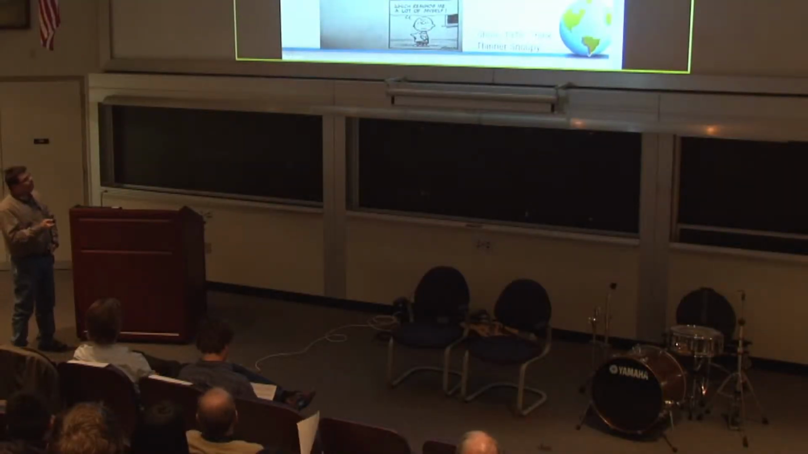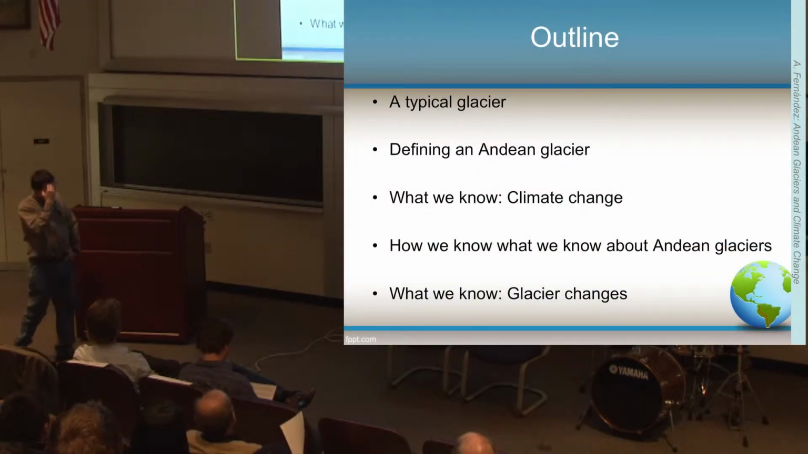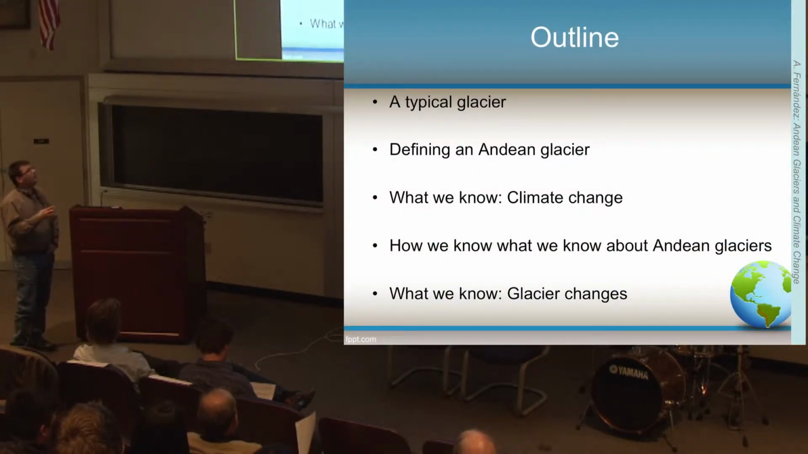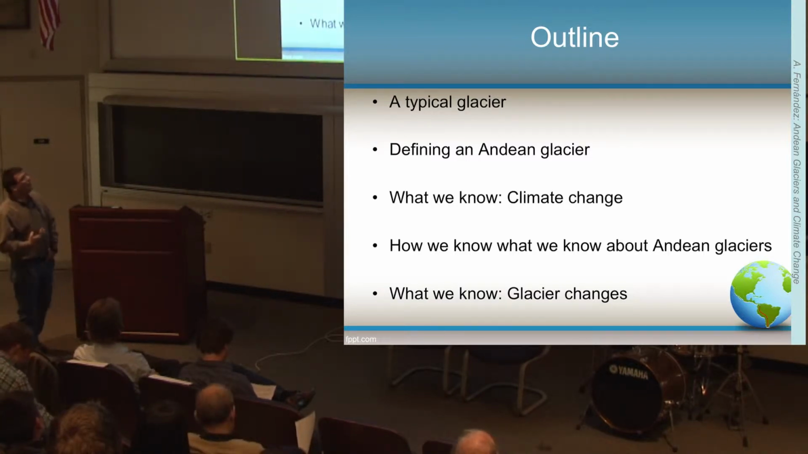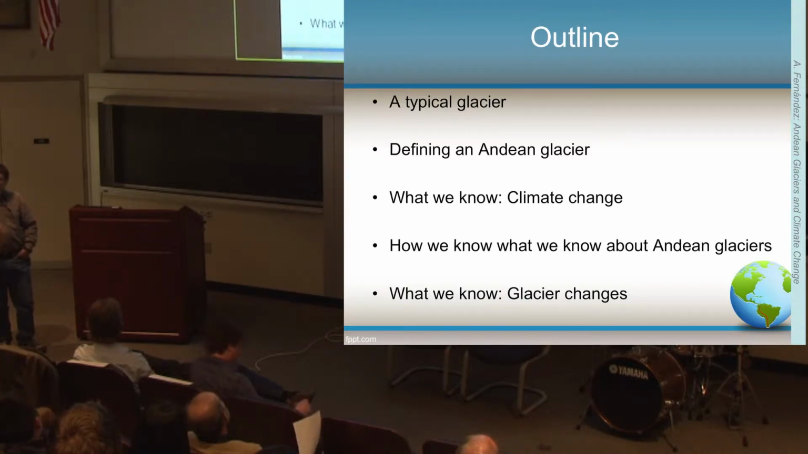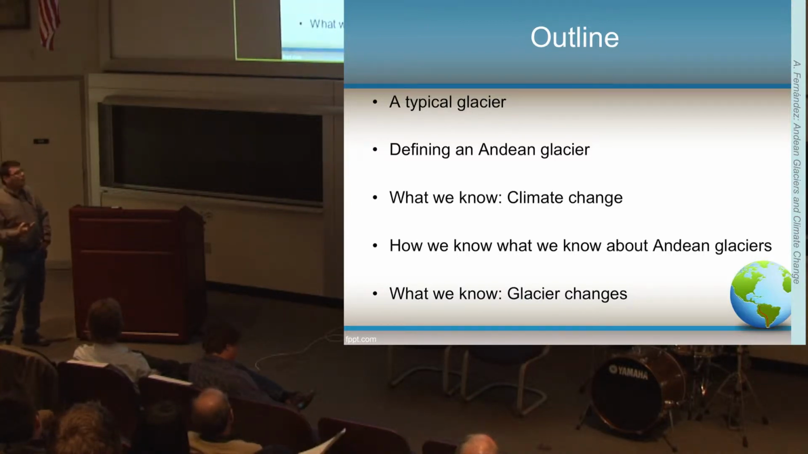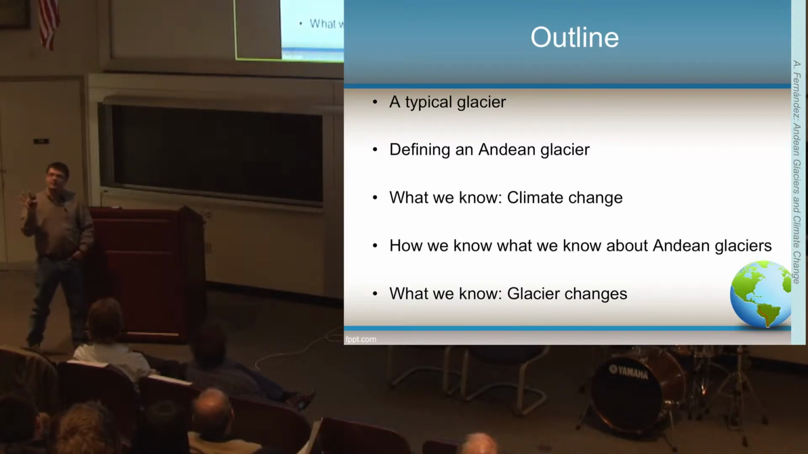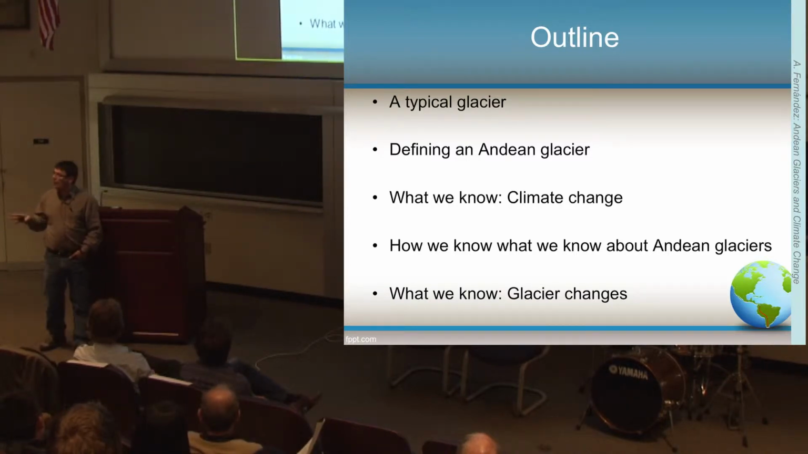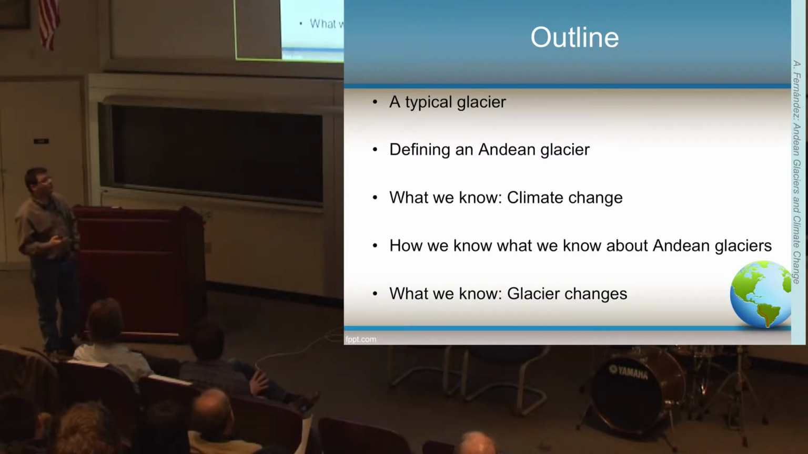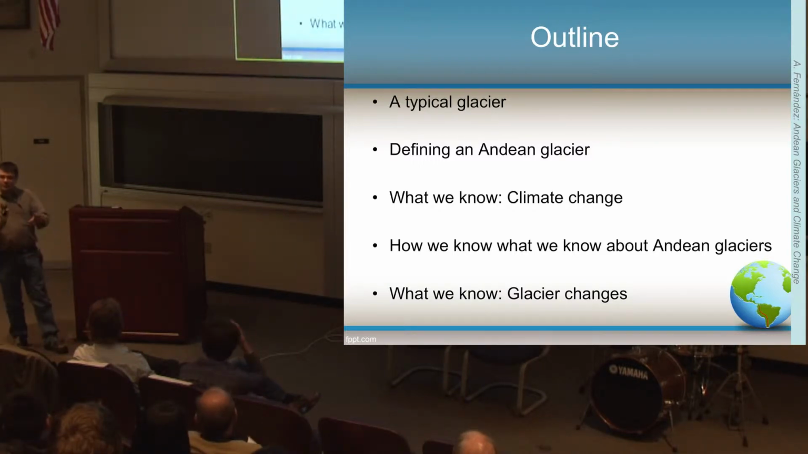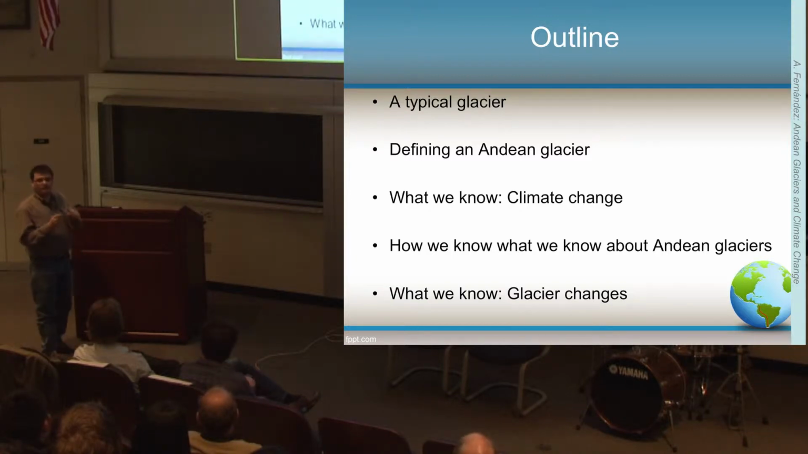So why is this important, and why do we study the Andes? In this talk, I want to talk about what is a typical glacier, what we think is a typical glacier. We want to define what an actual Andean glacier is, what we know about climate changes from the global scale, very general, to the regional scale, what we know about the changes in the Andes, what we know about glacier changes in the Andes, and some examples of actual glacier changes. Very general, but we want to actually know what is going on and what might happen in the future.